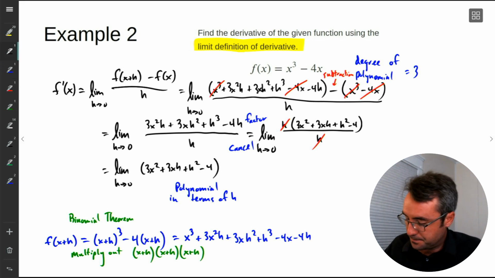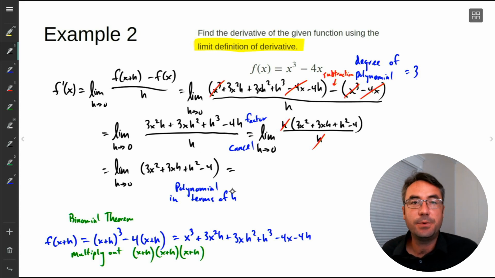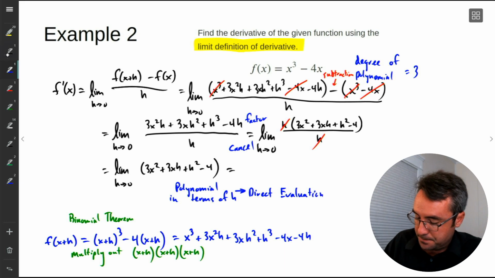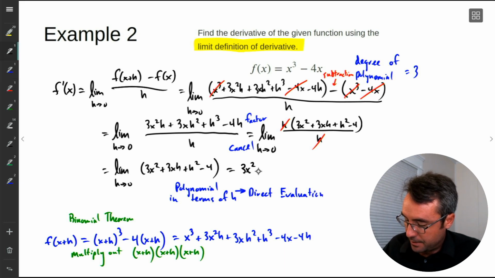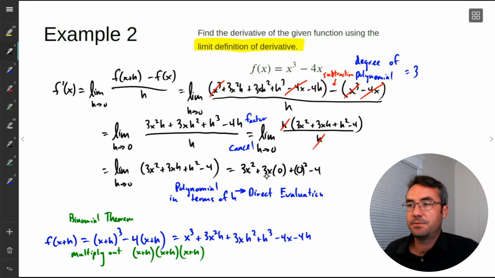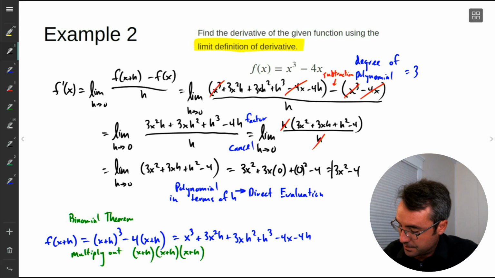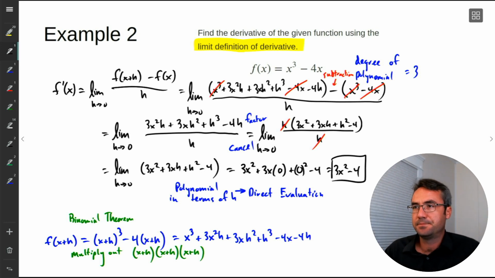So how do we do it? How do we calculate this limit? We use direct evaluation. So wherever we see an h, plug in 0. So we end up with 3x squared plus 3x times 0 plus 0 squared minus 4. And then this 3x times 0 is going to be 0. 0 squared is going to be 0. And so we end up with 3x squared minus 4. There's our derivative. Nice.